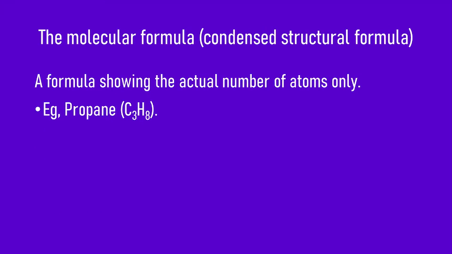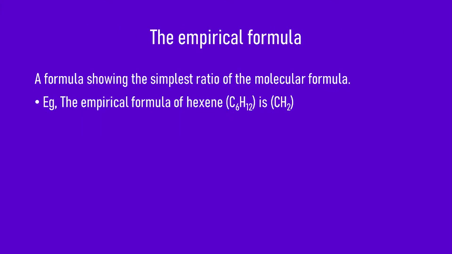If we have an organic compound, we can write the compound in different types of formula. We can write the compound in the form of the molecular formula or the condensed structural formula, in which the formula shows the actual number of atoms only. We can write the empirical formula, which is the simplest ratio of the molecular formula. So C6H12 will be simplified into CH2.